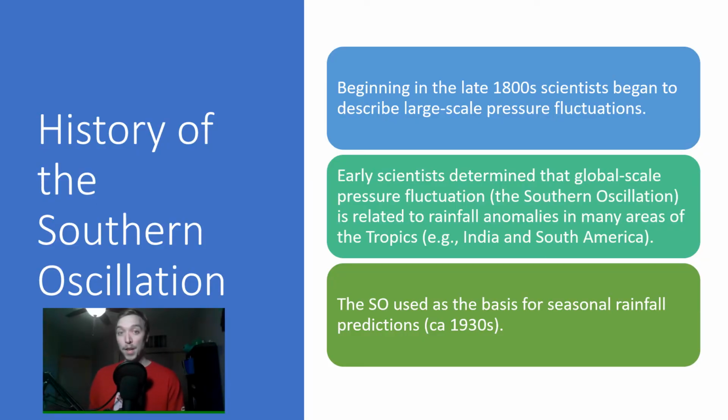The Southern Oscillation: beginning in the late 1800s, scientists began to describe these large-scale pressure fluctuations. Sir Gilbert Walker and some colleagues extended the early studies and determined that a global scale pressure fluctuation, which they deemed the Southern Oscillation, is related to rainfall anomalies in many areas of the tropics, such as India and South America. The Southern Oscillation was used as the basis for rainfall predictions all the way through the 1930s.